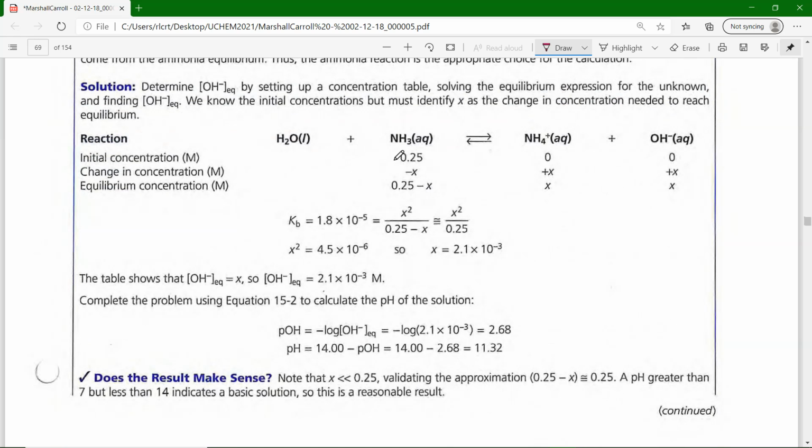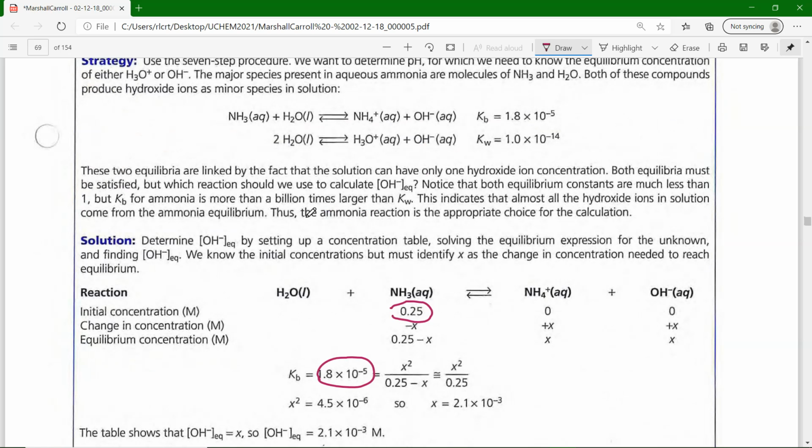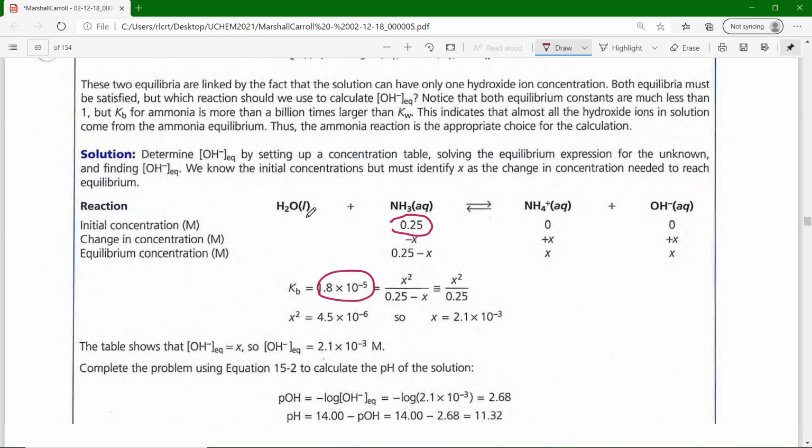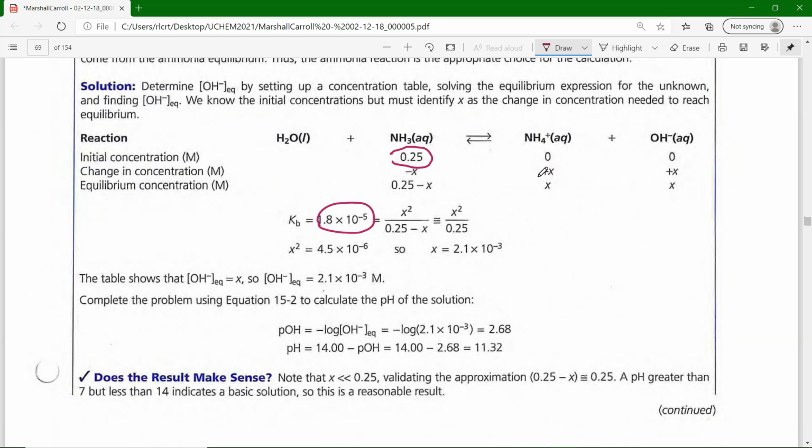Initially, we had 0.25, so we're given that, and we're also given Kb. Did we initially start with 0.25 molar of the aqueous ammonia? Yeah, we did. Okay, so those are the two things we're given. We've got to find everything else. So the NH4 plus and the OH minus are both 0. In the next chapter, chapter 16, we'll see where some of these aren't 0 originally, and we'll talk about something known as a buffer solution, which is interesting.